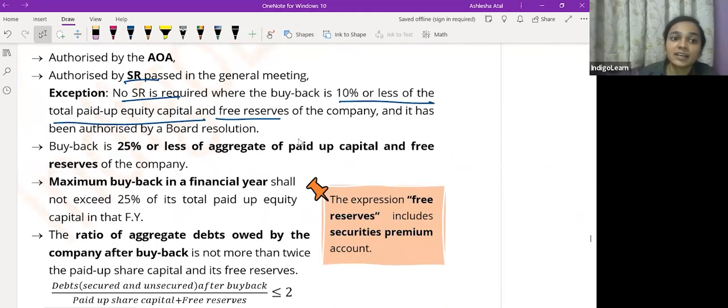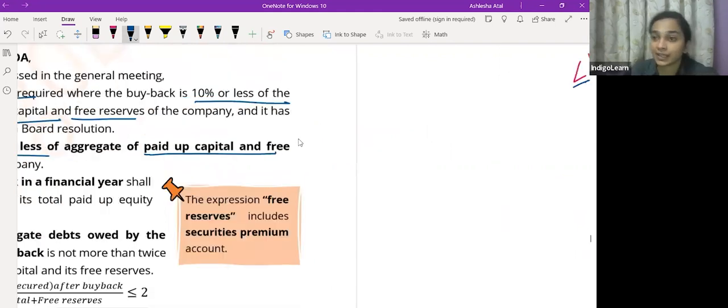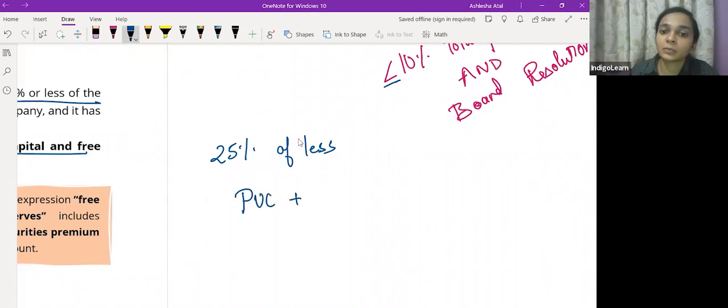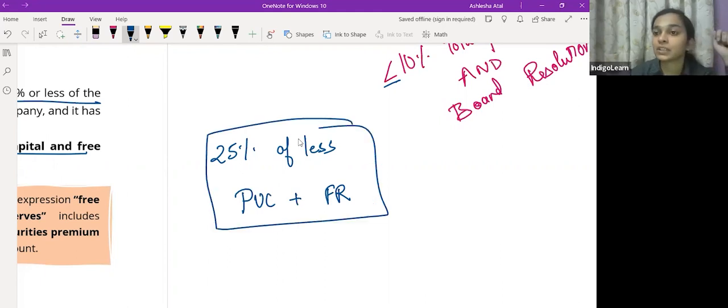The next condition is buyback is 25% or less of aggregate of paid up capital and free reserves of the company. So अगर आपको buyback करना है, your buyback should be 25% or less. मतलब less than or equal to 25% of what? Of the sum of paid up capital plus free reserves. So the maximum amount which can be bought back is 25% of paid up capital plus free reserves of the company. And after the buyback, the debt equity ratio of the company should not exceed 2:1.